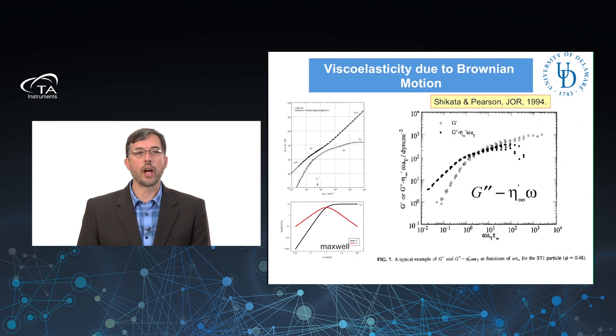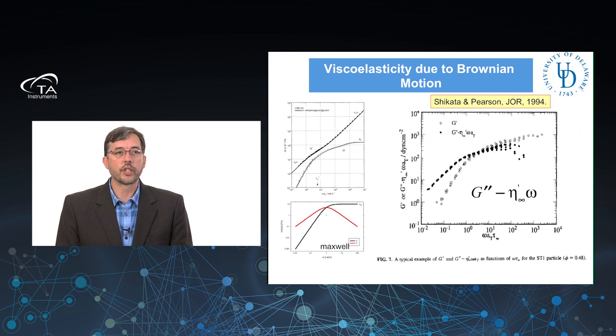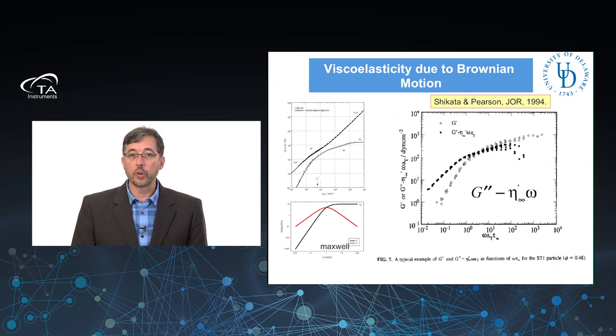If I take that plot, as Shikata and Pearson did, and I subtract off that high frequency viscosity times the frequency itself, that is the high frequency modulus due to the hydrodynamics, then the main plot that's shown there is actually much more characteristic of a viscoelastic kind of response that you may have typically seen. For reference, I've sketched the Maxwell model that many of you probably are aware of, the G prime shown as the blue and the G double prime shown as the red in the lower right curve. And you can see the general features are shown also by the colloids.